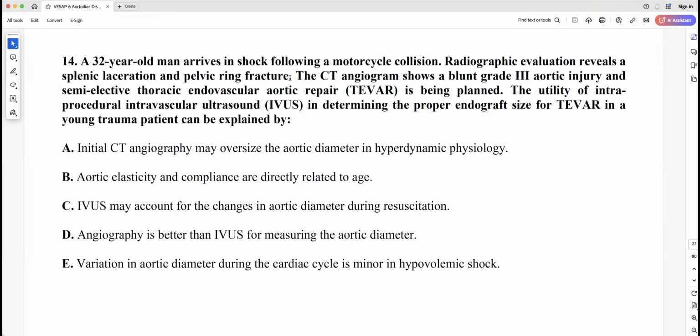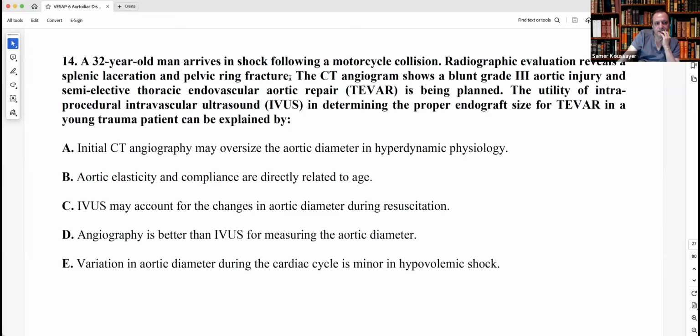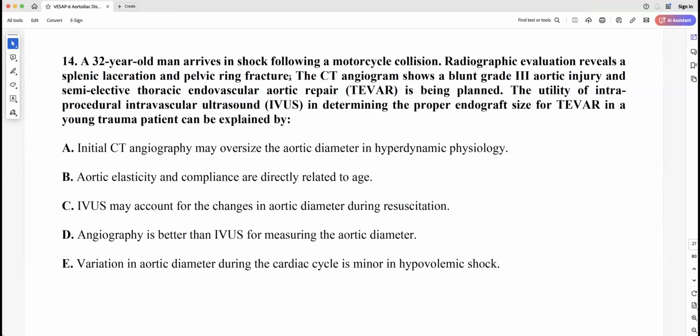Okay. IVUS may account for the changes in aortic diameter during resuscitation. This is correct. D. Angiography is better than IVUS for measuring the aortic diameter. It's the same because you inject a very small amount of contrast, so the volume is still low.